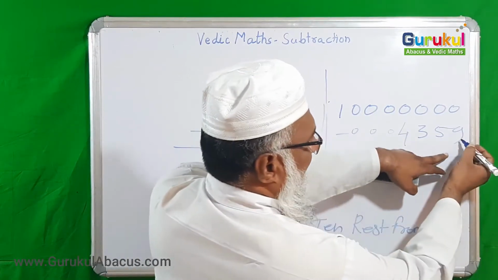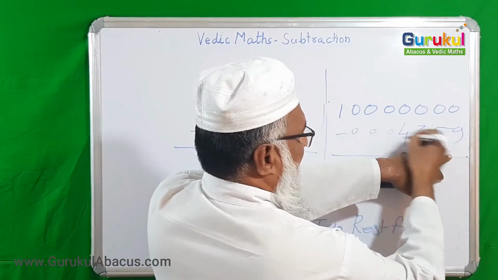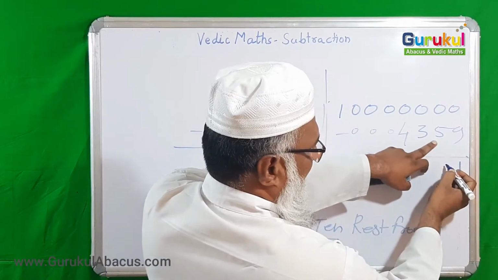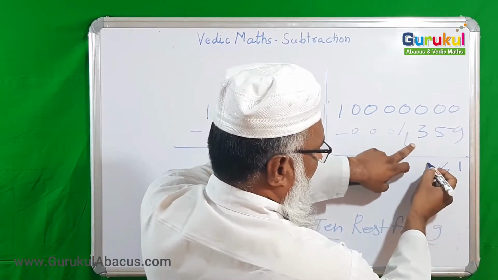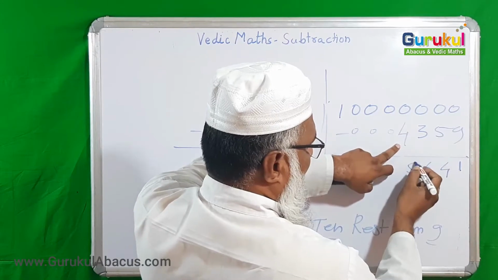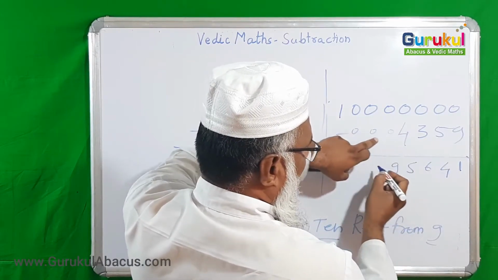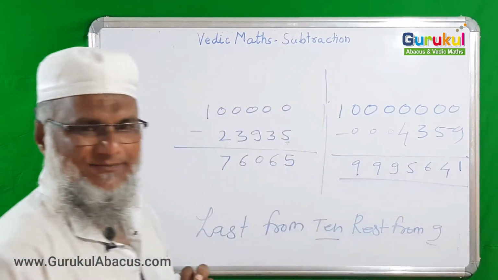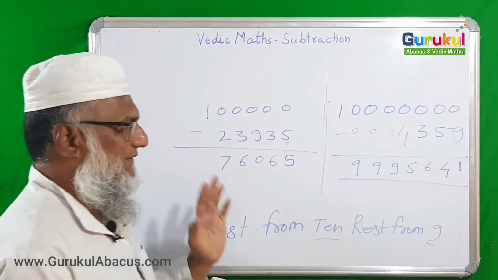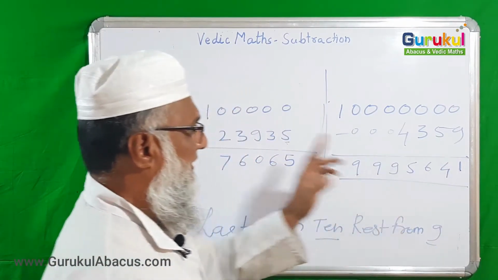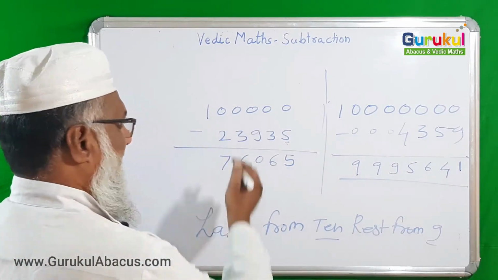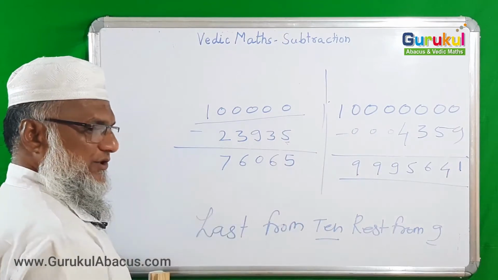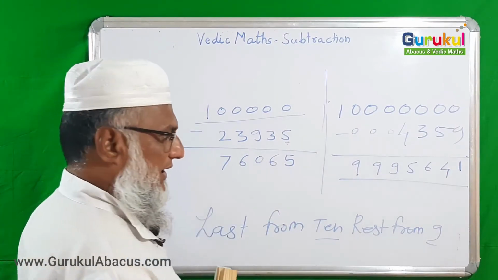Okay, now last from 10, rest from 9. 10 minus 9, 1. 9 minus 5, 4. 9 minus 3, 6. 9 minus 4, 5. 9 minus 0, 9. 9 minus 0, 9. 9 minus 0, 9. That's it. This is the answer. In that way we can solve the example if the first number is like 100, 1000, 10,000, lakh, 10 lakh and so on.